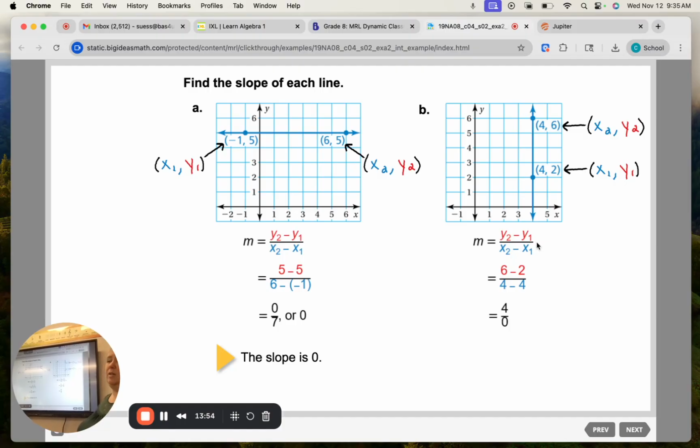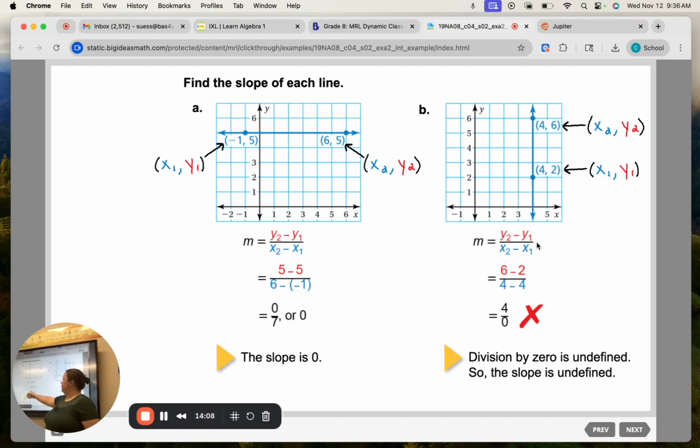0. Can you have 0 as a divisor? No, it's undefined. So the slope in this case is undefined. You can't say 0. So if the 0's on top, then your slope is 0. If the 0's on the bottom, you say undefined.